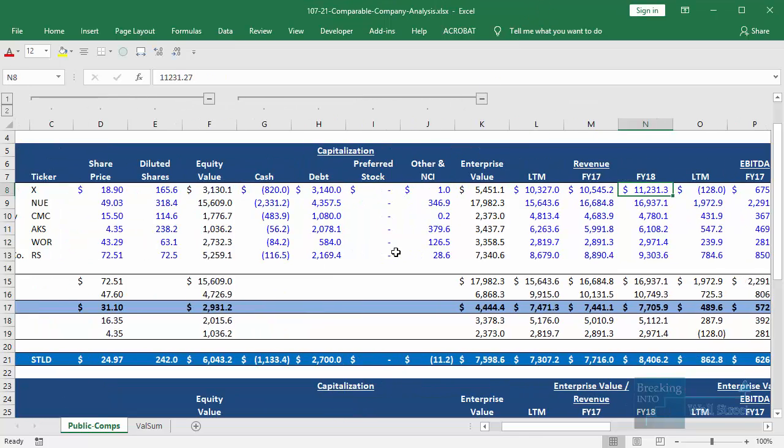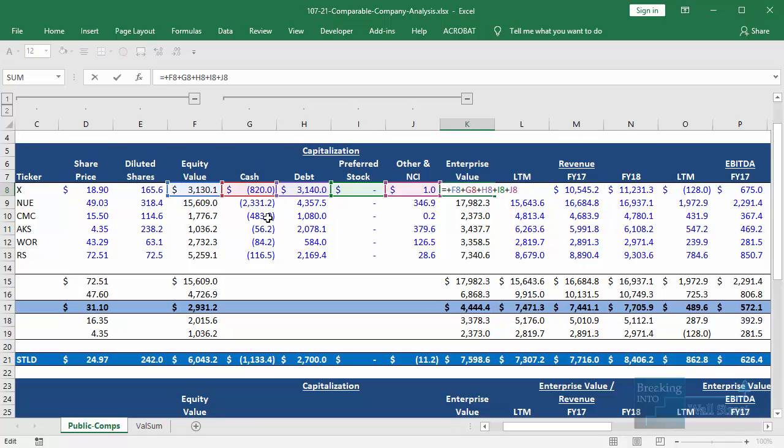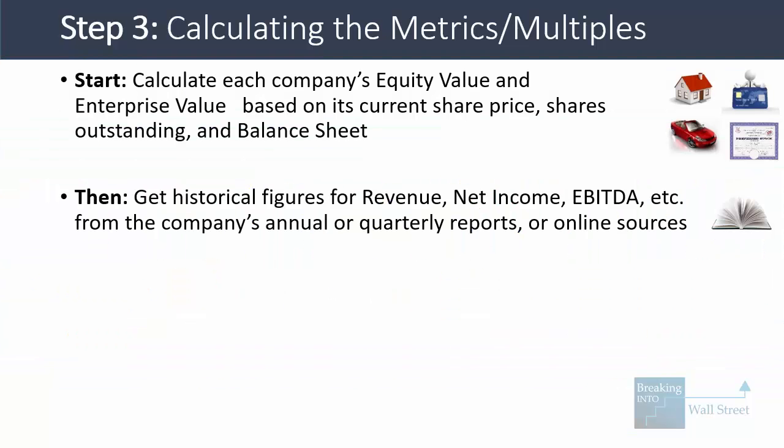To move to enterprise value, we then looked at the company's balance sheet and we took its equity value, we subtracted cash and other non-core assets, we added debt, preferred stock, and non-controlling interest, and that gave us the company's enterprise value. So that's the first part that you complete for each company. Then you have to get the historical figures for revenue, net income, and EBITDA, and whatever else you're using from the filings or from online sources.